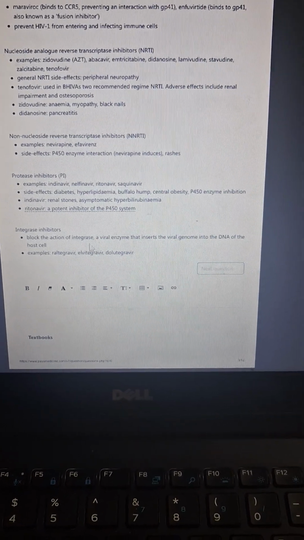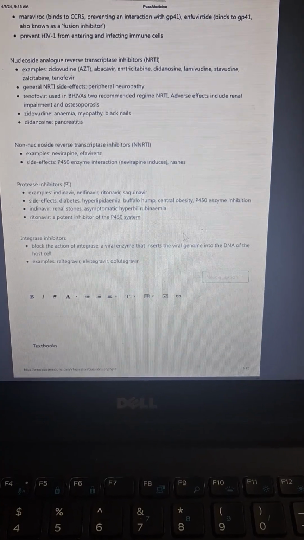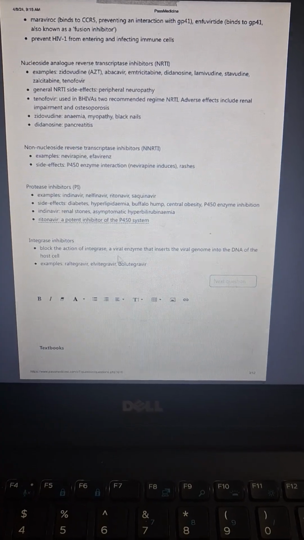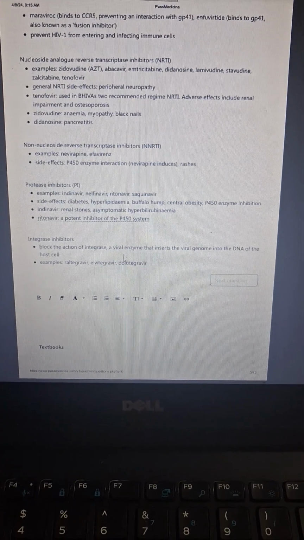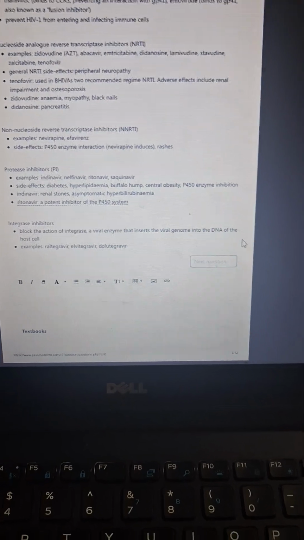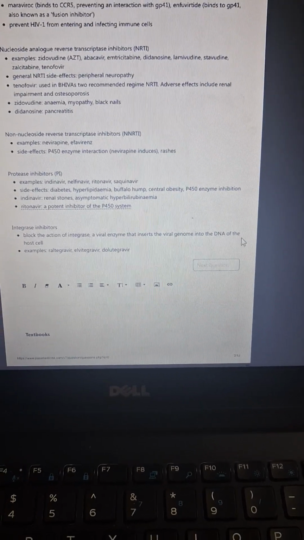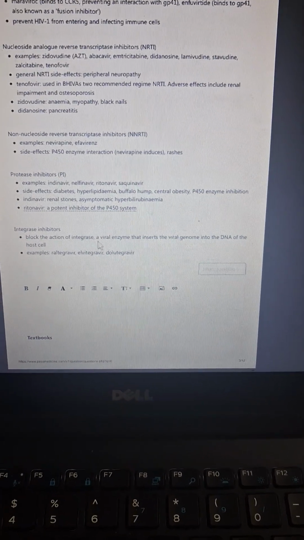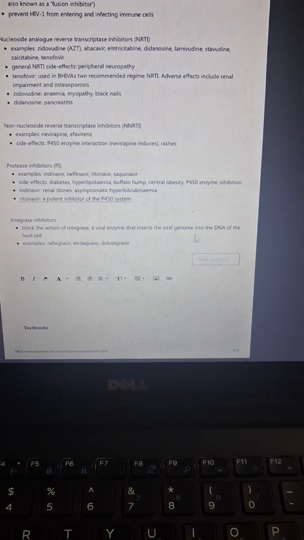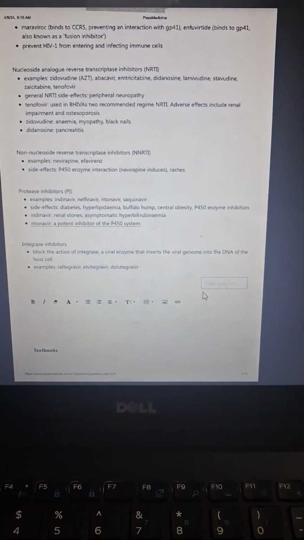They block the action of integrase, a viral enzyme that inserts the viral genome into the DNA of the host cell. Remember, the viral genome, not the bacterial; a viral enzyme, not a bacterial enzyme; inserts the viral genome into the DNA of the host, not into the RNA. So each line contains at least 3 MCQs. So let's move to the next question.